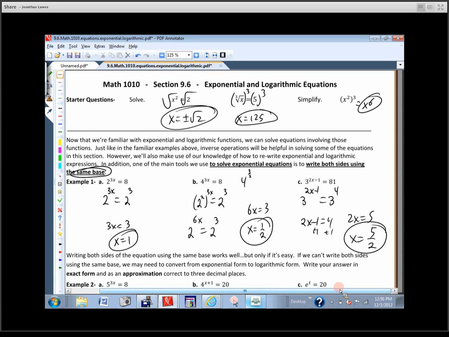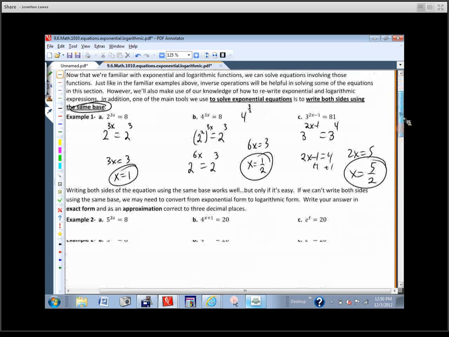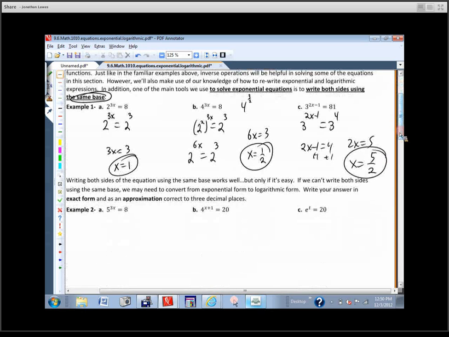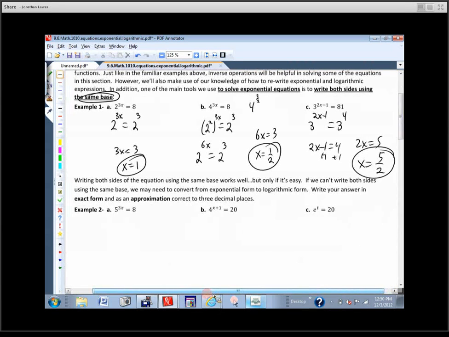You can. We're going to do it another way. Okay? So that's solving by writing both sides using the same base. But that only works if it's a pretty easy problem, if they're easily recognizable numbers. If we can't solve something in exponential form, and that's what this is, we could write it in logarithmic form.